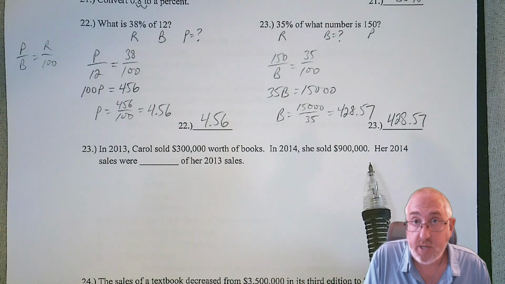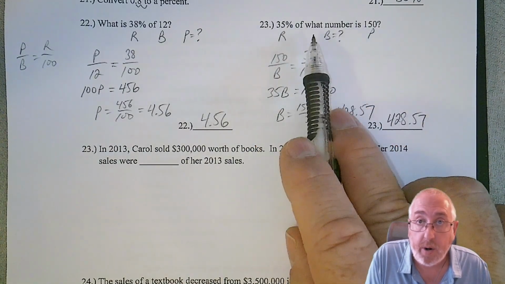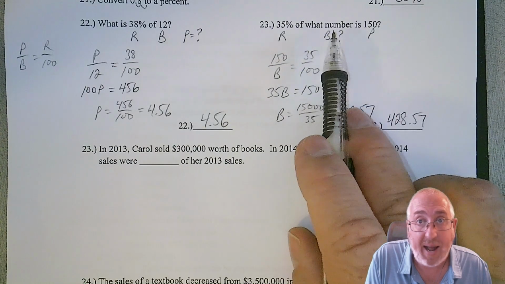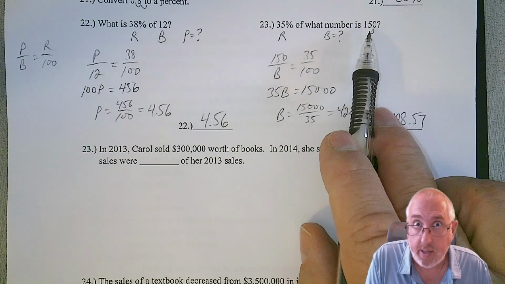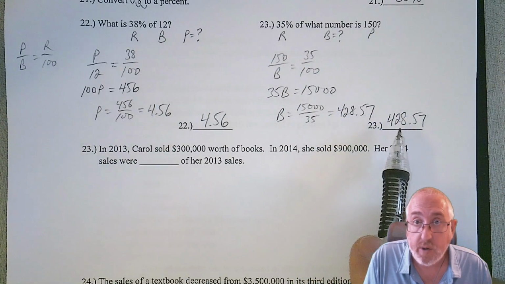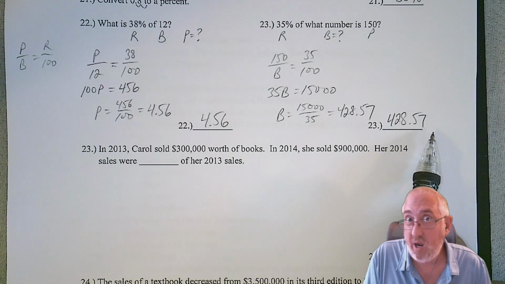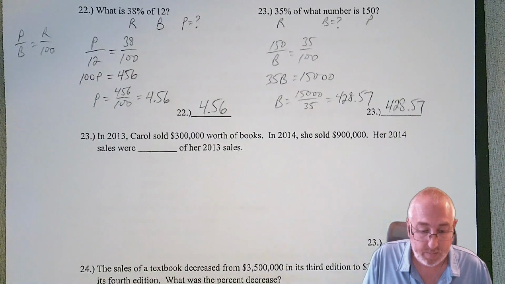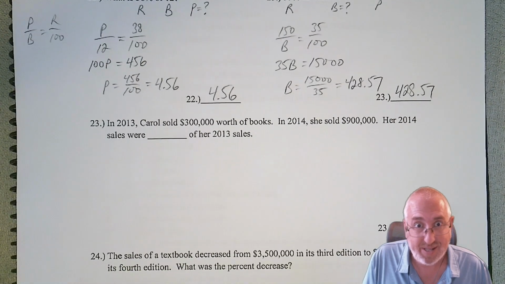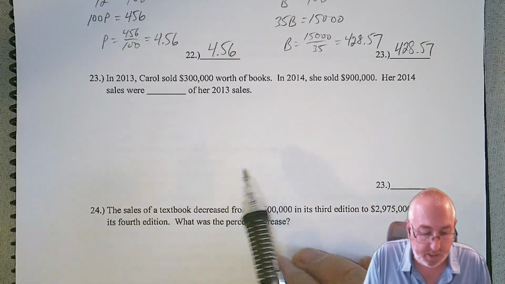And again, you can double check it. You're taking 35% of some number to get 150. So that number has to be bigger than 150. It can't be smaller than it. So in this case, 428.57 looks right. So numbers are not always going to be nice. That's the thing. Okay, a wordier type of problem, but let's just be careful.